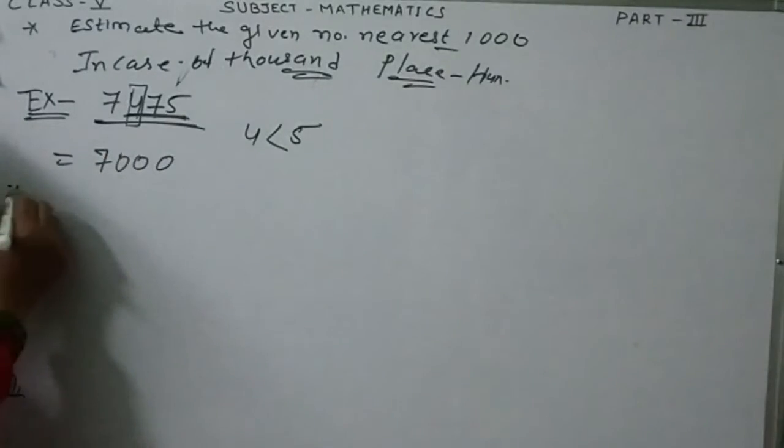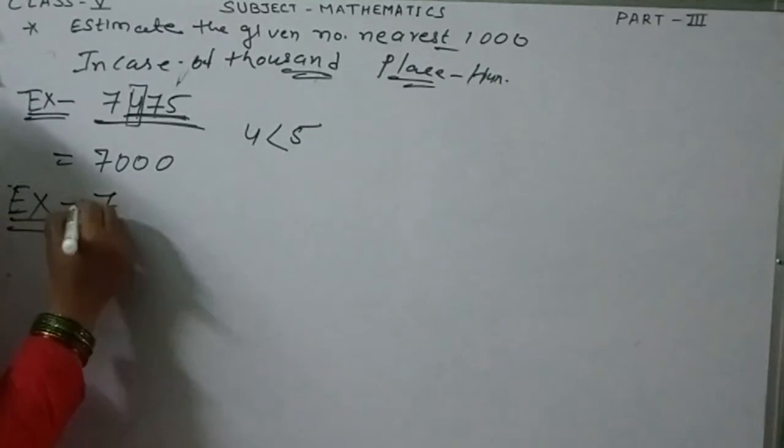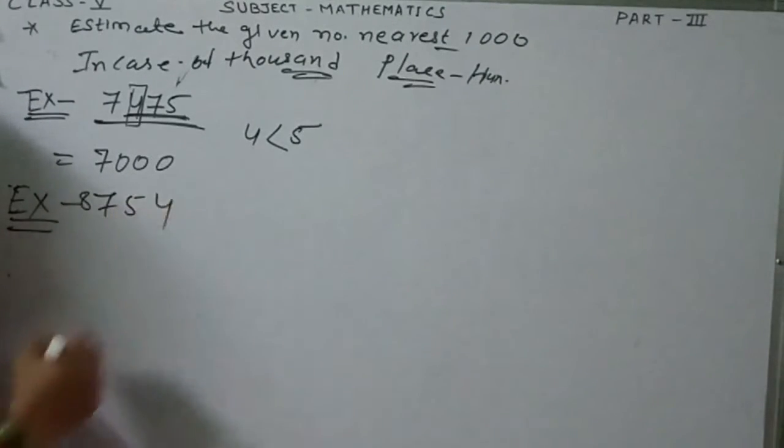Okay, one more example I will take here. Suppose 78754.